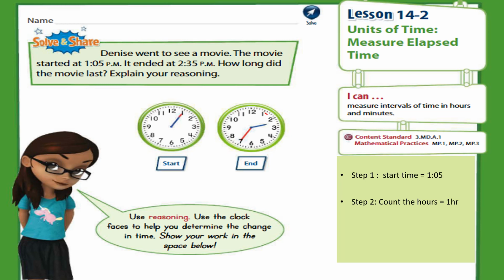From 1 to 2, it's 5, 10, excellent, 15, very good, 20, 25, and 30. So how many minutes do we have? Step 3, we counted the minutes and it is 30.